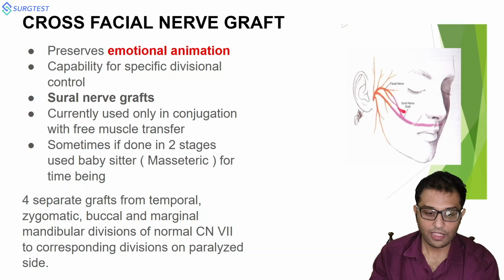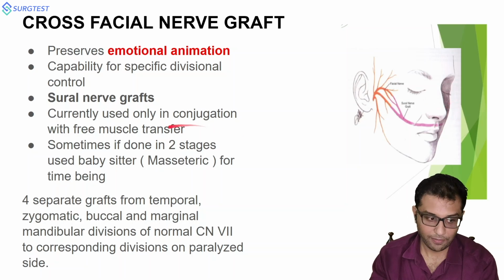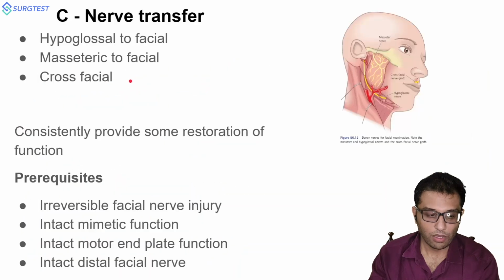So what is happening here is that sural nerve grafts, this is the intact facial nerve and this is a damaged facial nerve. Sural nerve grafts are taken from the intact facial nerve to the damaged facial nerves, and when ingrowth occurs, whatever current is coming here to these muscles is also conducted to the exact same branch on the other side. So it has a capability of specific division control. The sural nerve grafts are taken currently, but cross facial nerve graft is not used mostly in the nerve transfer techniques. In nerve transfer, only hypoglossal and masseteric is used.